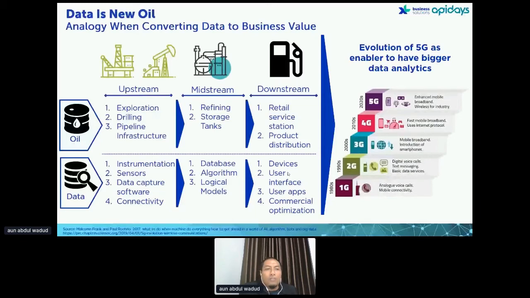But down below, on the data side, actually we can do the same thing, the same principle. We can take the data from any data source, can be from instruments, sensors, data capture servers, connectivity, and in the middle, we can also do some data cleansing, algorithms, logical models, and then at the end of the day, we can take the insight from the user interface, for example, with apps, web, and everything.